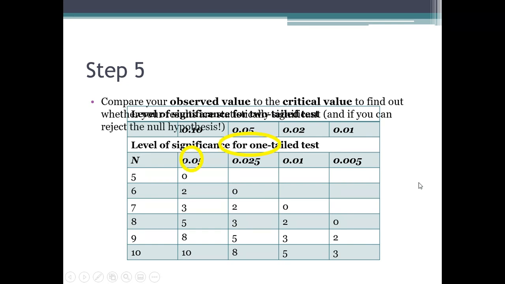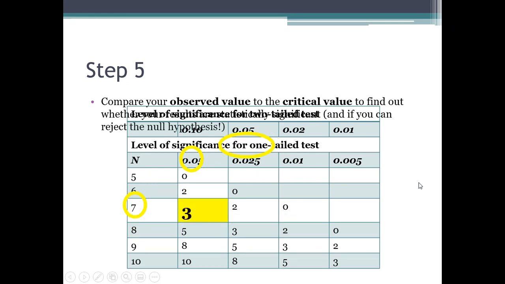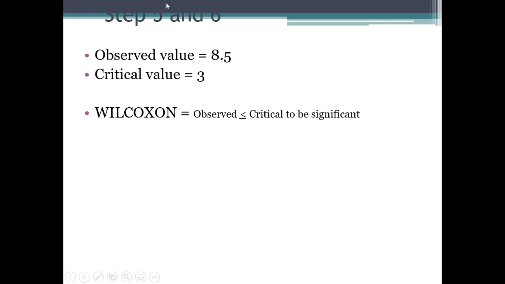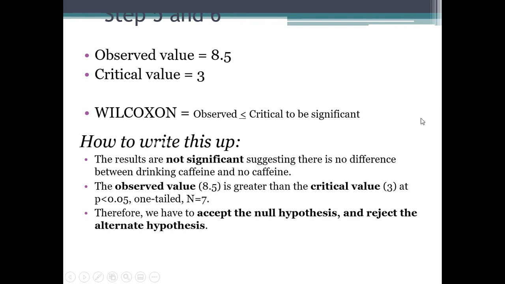So you've got a one-tailed test. It's 0.05 and your n value for this is 7. So you've got 3 as your critical value. Your observed value is 8.5, your critical value is 3. With the Wilcoxon test, your observed value needs to be lower because it's got W in it. That's not lower, so it's not significant. That's how you would write that up in an exam.